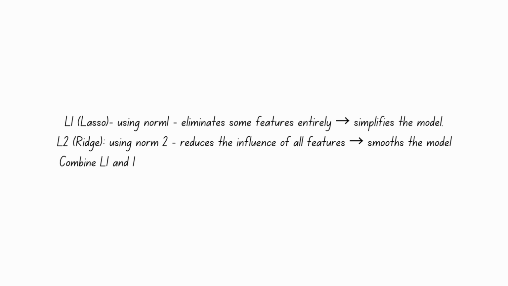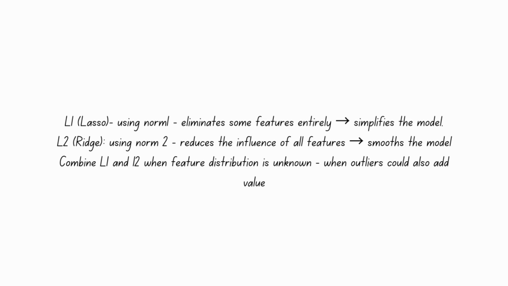We can conclude that L1 regularization uses norm 1, eliminates some features entirely, simplifies the model, reduces the dimensions. L2 regularization uses norm 2, reduces the influence of all the features and smoothens the model. ElasticNet combines L1 and L2 when feature distribution is unknown, when outliers could also add some value.